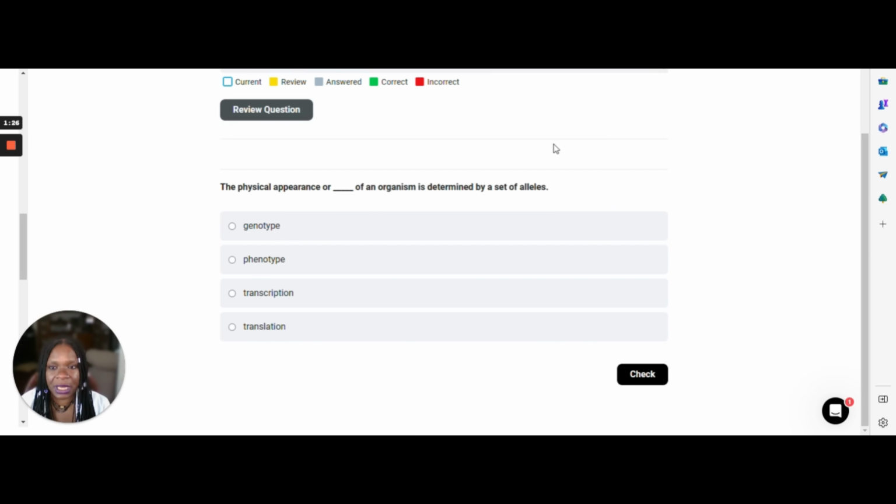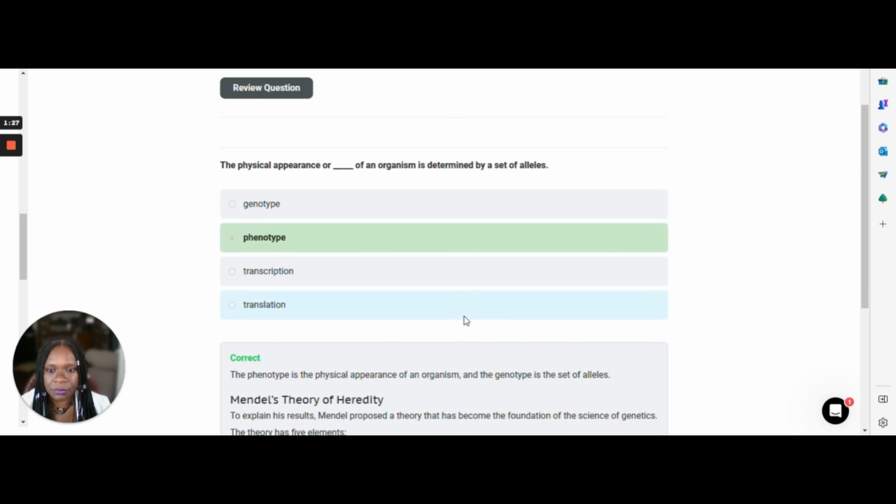Question number 49. The physical appearance or blank of an organism is determined by a set of alleles. Is it genotype, phenotype, transcription, or translation? When you hear the word physical appearance, you're going to want to definitely go with phenotype. These are two peas in a pod, literally. Physical means phenotype, right? So let's go right here, click check.